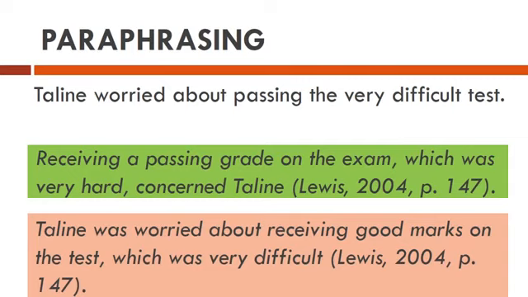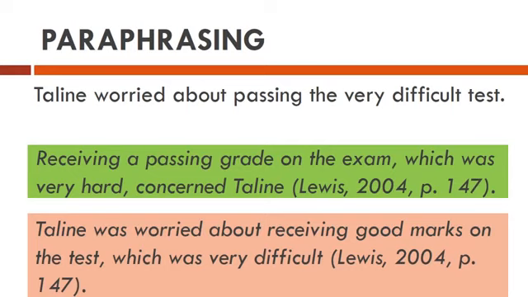They started with the subject, Talene, continued with the verb, worried. If we look at the first one in green, we can see that the subject, Talene, and the verb comes at the end of the sentence. This is what we mean by sentence structure.